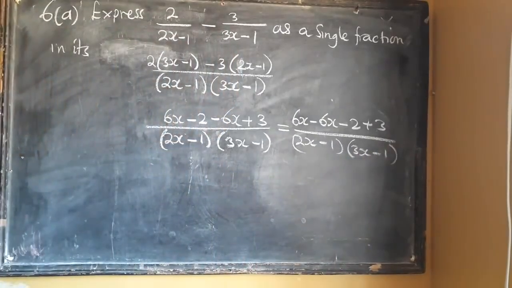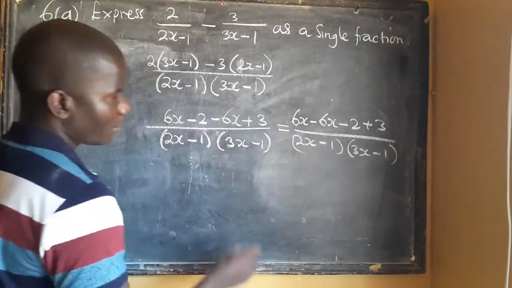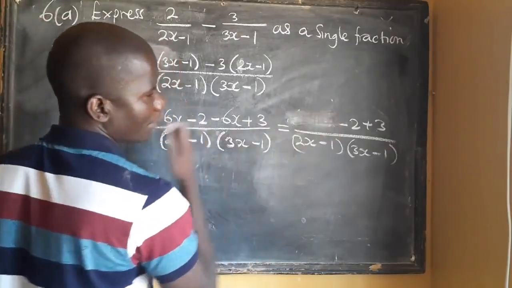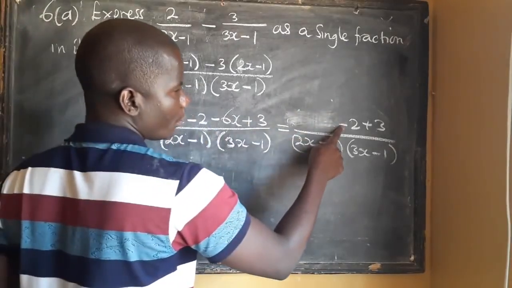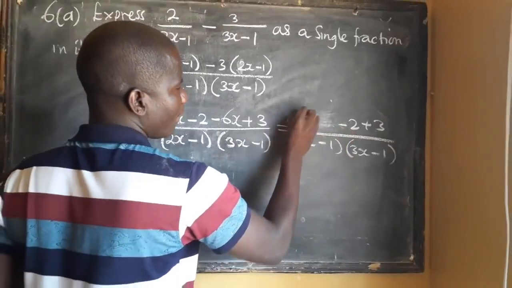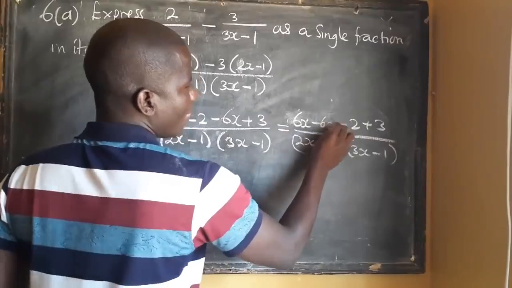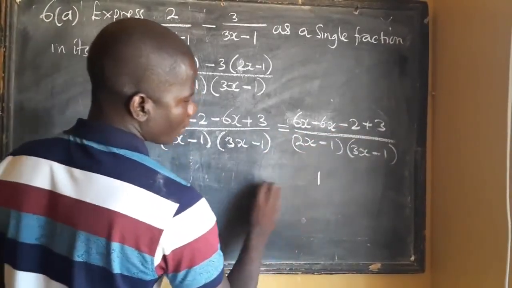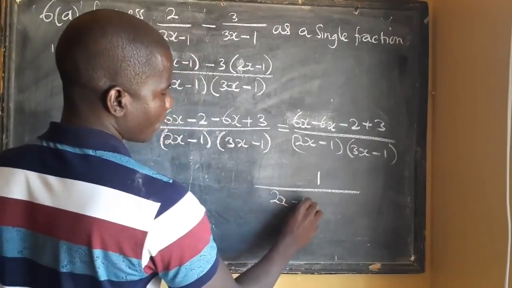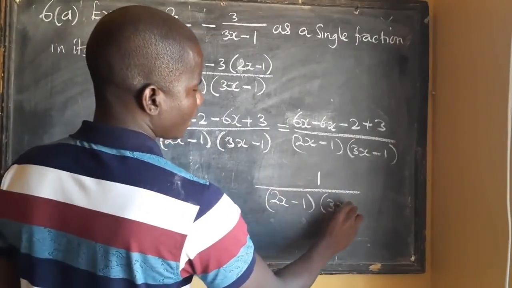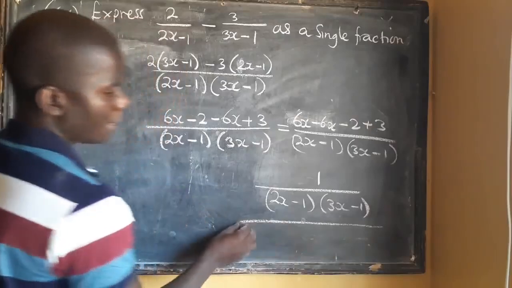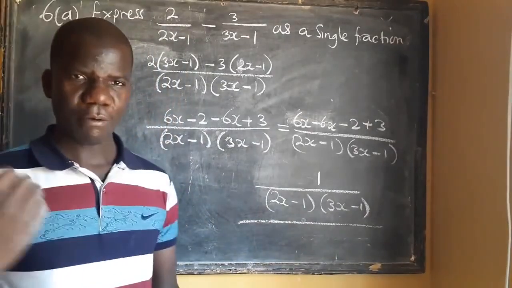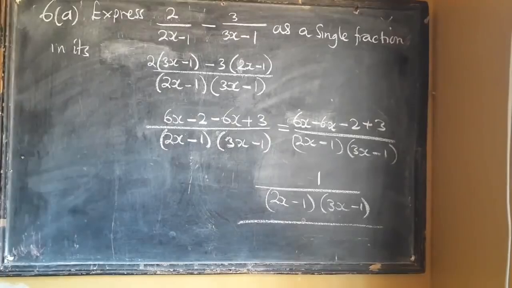Okay? So when you simplify 6x minus 6x, what do you get? This is going to give you a 0. Then negative 2 plus 3, what do we get? We get 1. So 1 over 2x minus 1, 3x minus 1. This is what is going to give us our final answer. I hope you're following. Alright?